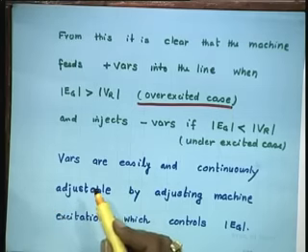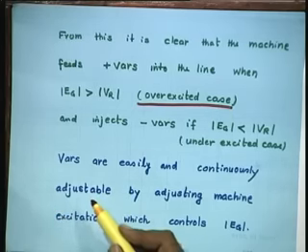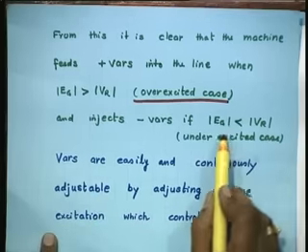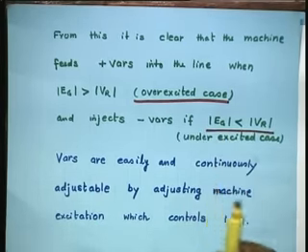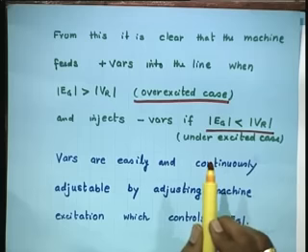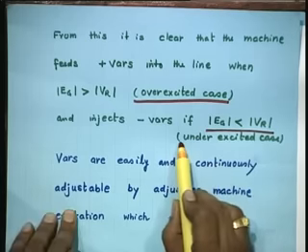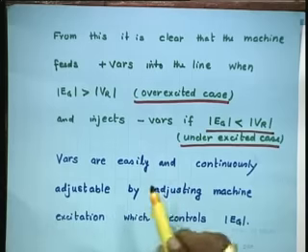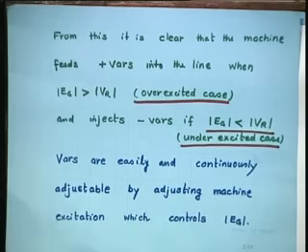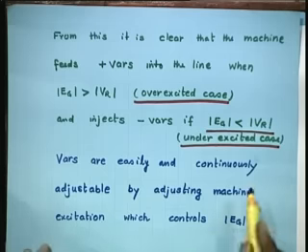But if you want negative VARs, when do you want negative VARs? Low load conditions, no load conditions, light load conditions, then Eg should be less than VR. That is the only way you can make that equation negative. That means it has to be an under excited case. VARs are easily and continuously adjustable by adjusting machine excitation, which controls Eg.